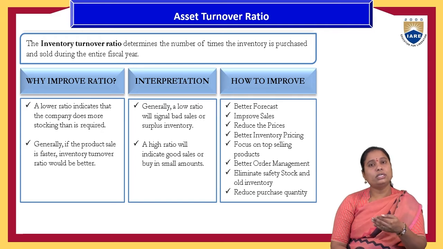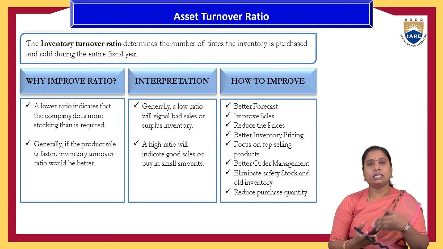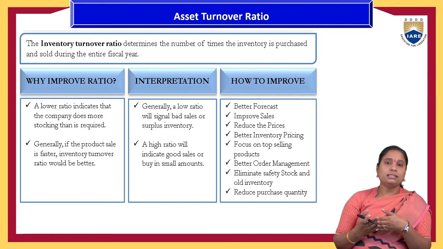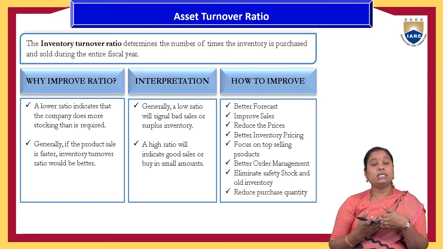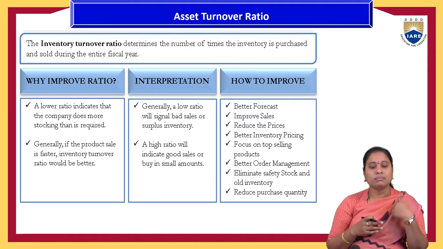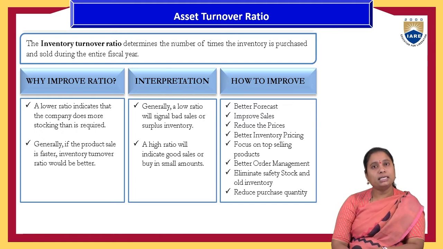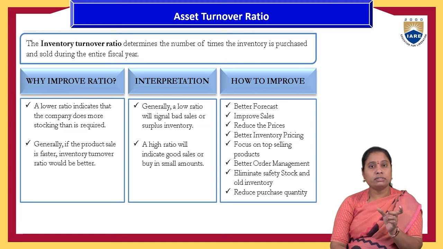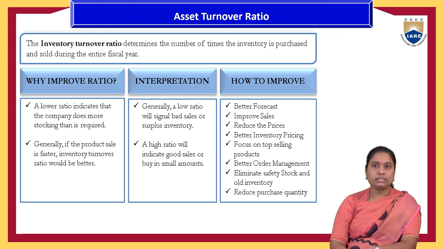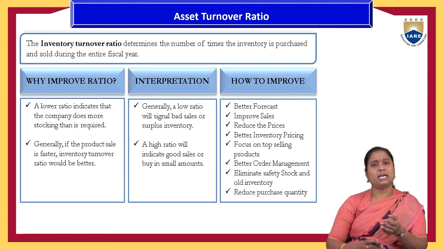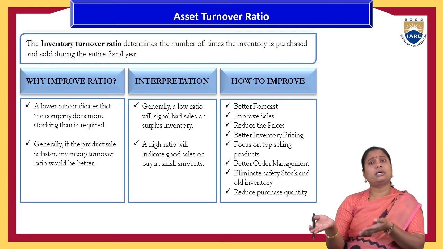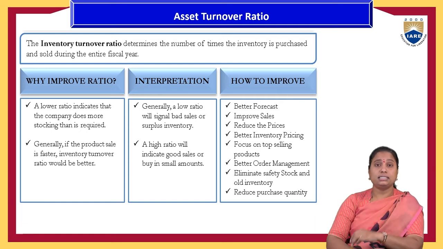A lower ratio indicates that the company needs more stock. If the inventory turnover ratio is low, the company can know that their inventory is not sufficient for the organization, and at that time they can improve the stock levels. Also, a lower ratio signals bad sales or surplus inventory. They have the goods with them, but the sales are low. That is easily identified with this inventory turnover ratio.